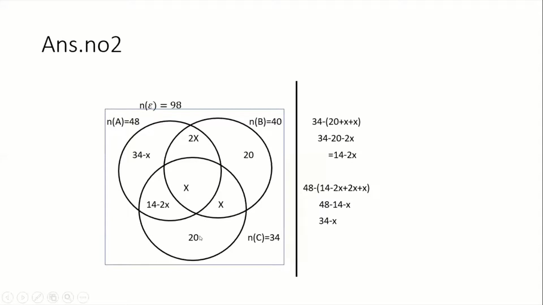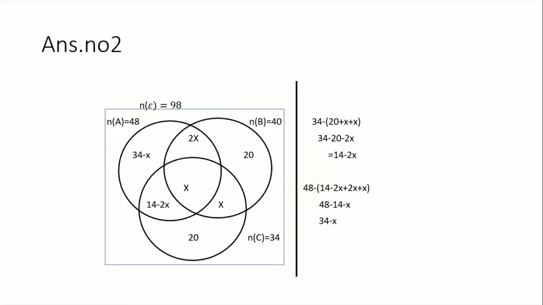After finding that, we go ahead and find A only, and we have 48 for the whole of A. So we get 48 minus the quantity 14 minus 2x plus x plus 2x. The plus 2x and minus 2x give us 0. So we end up with 48 minus 14 minus x, which gives us 34 minus x. Oh, okay. Thank you so much.